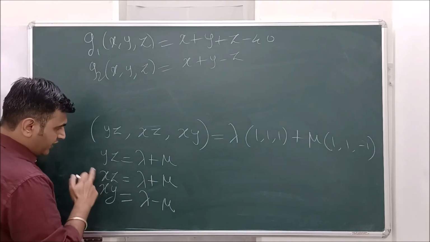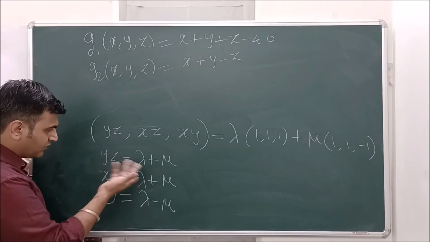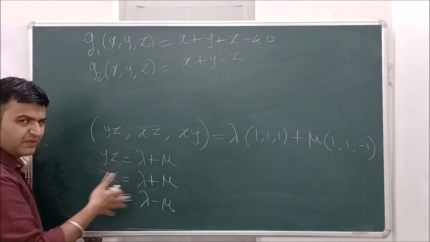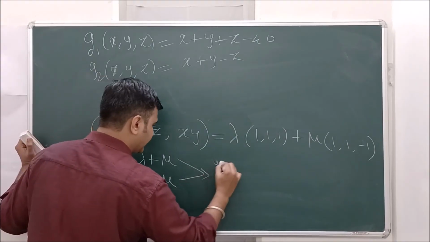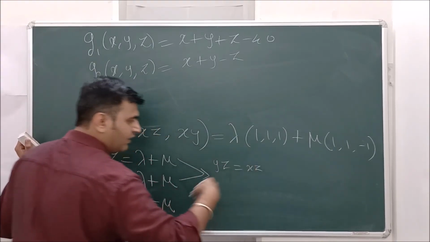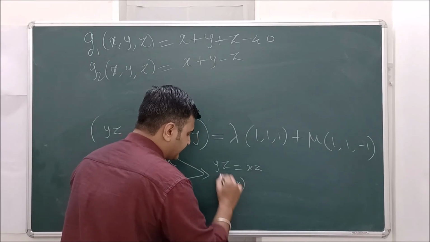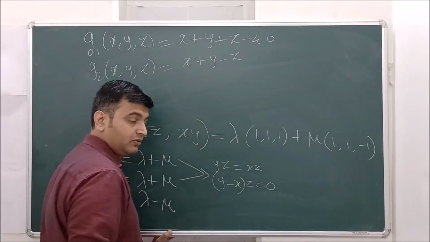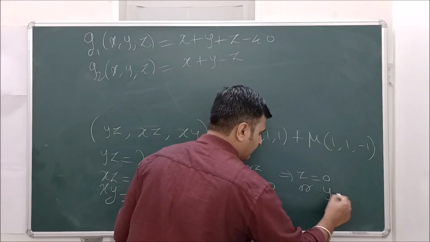Okay, now from here you can see you don't have lambda and mu directly, so you have to play with the equations. This is just playing with the equations. So from these two you have yz equal to xz. Now don't cancel z, that's a very bad habit. So (y minus x) times z equal to 0. So either z is 0 or y equal to x.